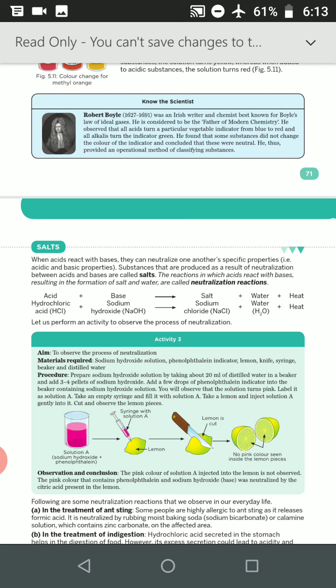An example is also given. HCl plus NaOH gives rise to NaCl plus water plus heat. This is a neutralization reaction. You have to learn this neutralization reaction.